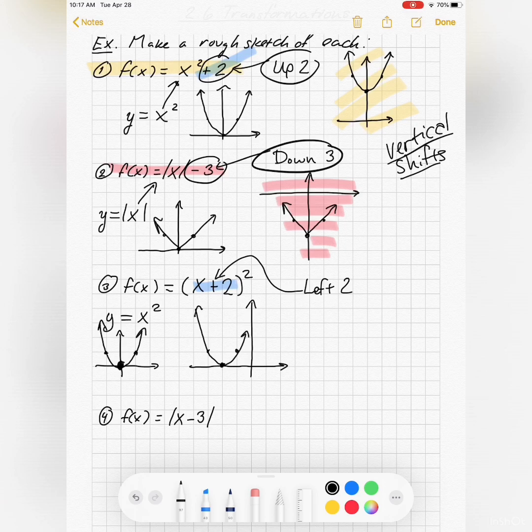Okay, now try plugging -2 in the function. So if I plug -2 in here, -2 plus 2 is 0. So indeed, that vertex is located in the correct spot. So it is indeed a shift left 2. Okay, so that guy, there's the final graph of that.